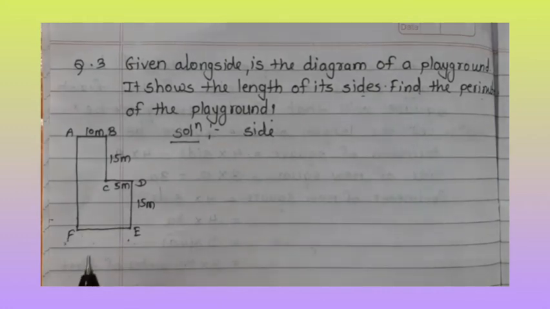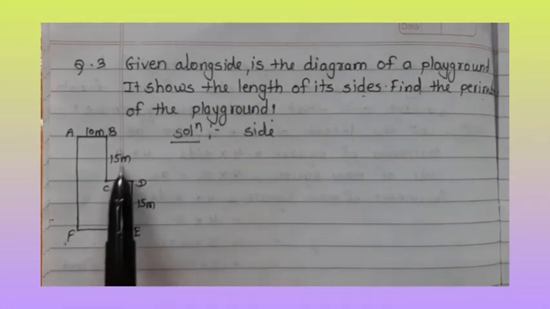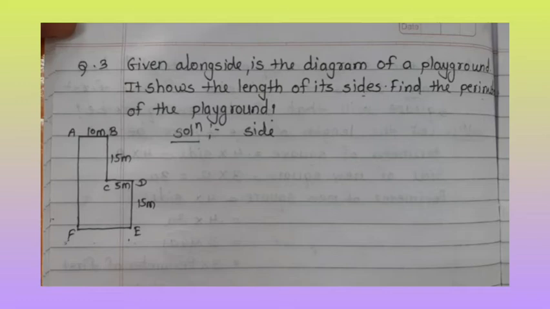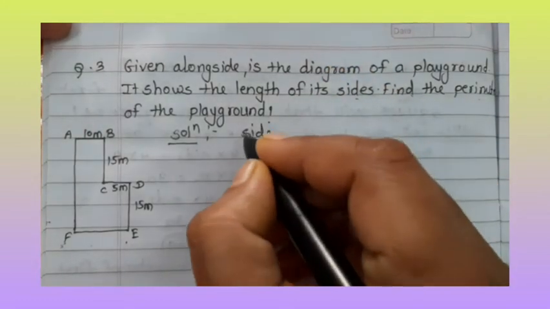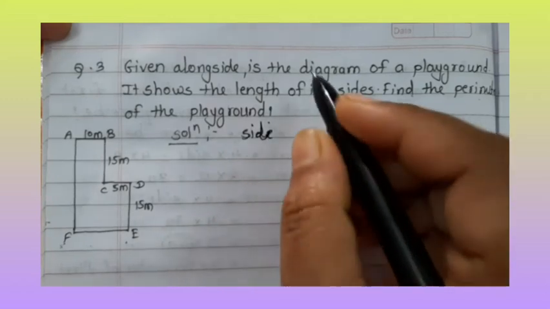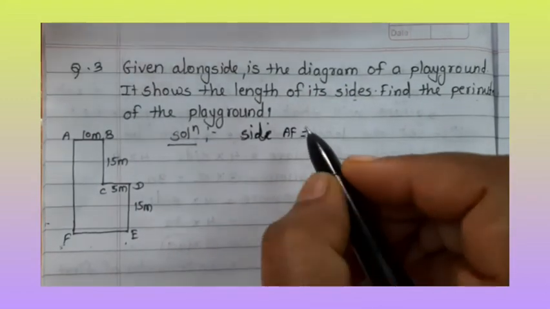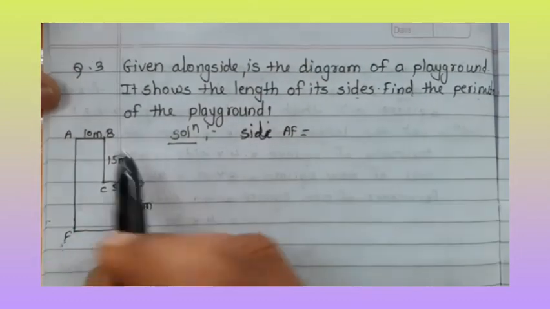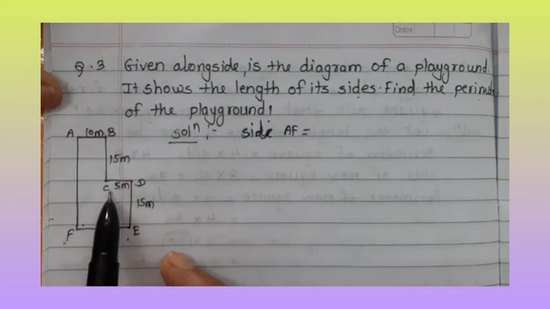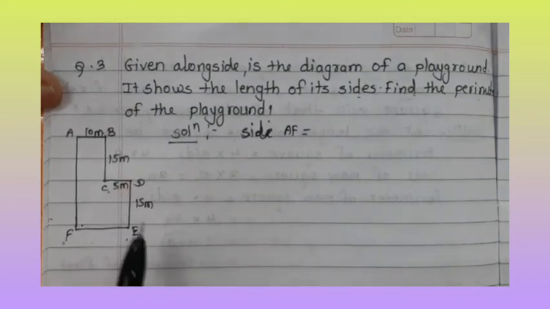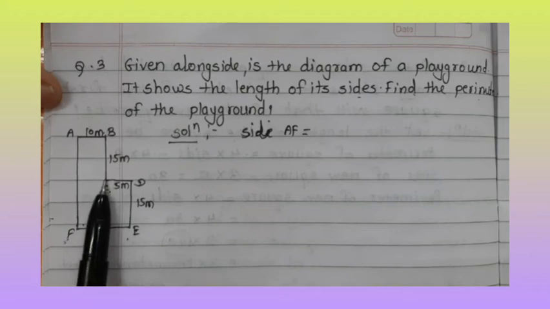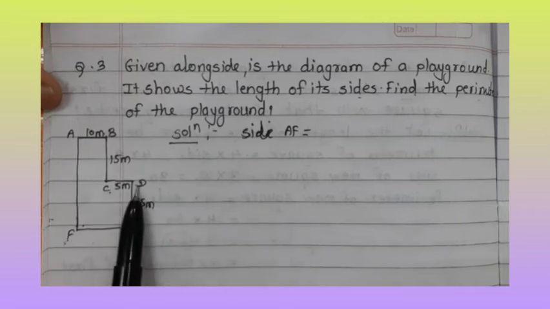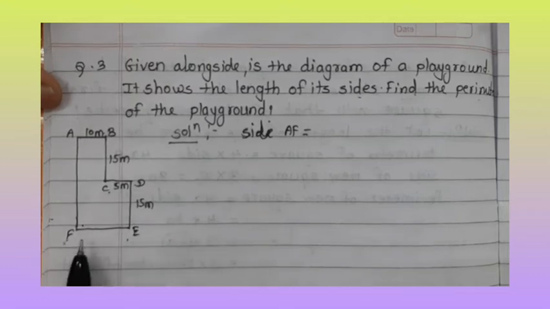Here we have to find out the perimeter of this ground. So you have to add all the sides of the playground. Okay, so write down the solution. Side AF is equal to BC plus DE. When I take D to this point, it will become the total playground. So I will not focus on this CD. CD will come under this EF.